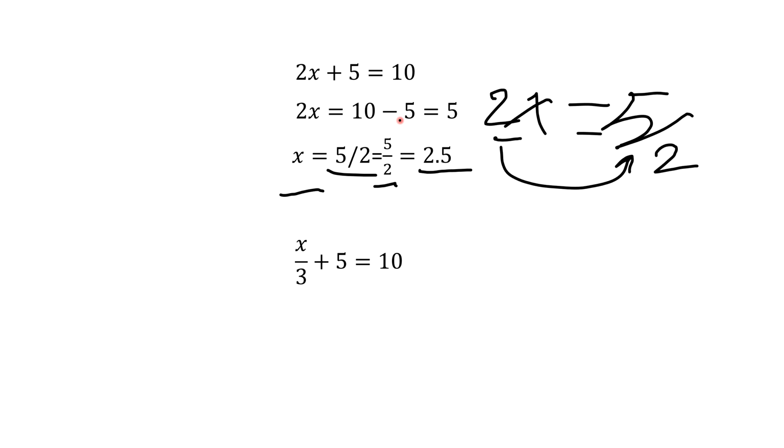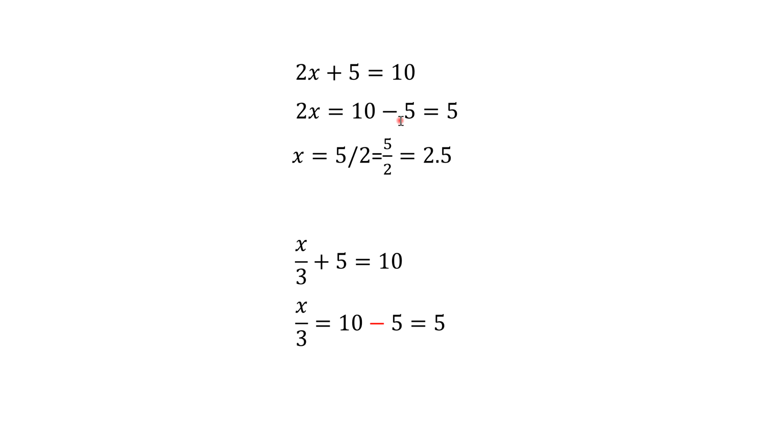All right, for the equation on the bottom, again, I'm going to take 5 to the other side. This is similar to the one we had, with the opposite operation on the first guy. So I take 5 to the other side, I get x over 3 equals 10 minus 5, which is 5. And now I have to do the inverse of this operation, the inverse of division, which is in this case multiplication. So I get x equals 5 multiplied by 3, which is 15.